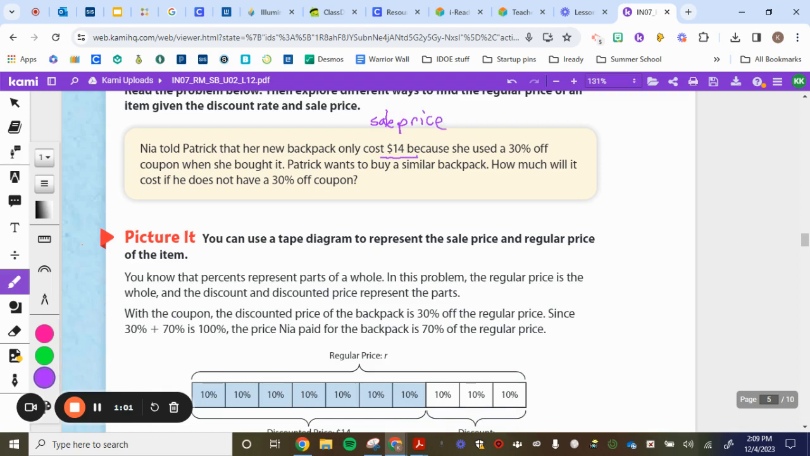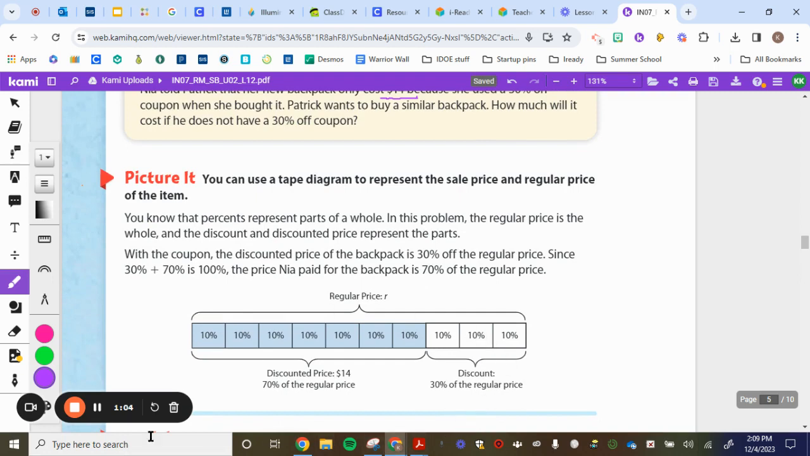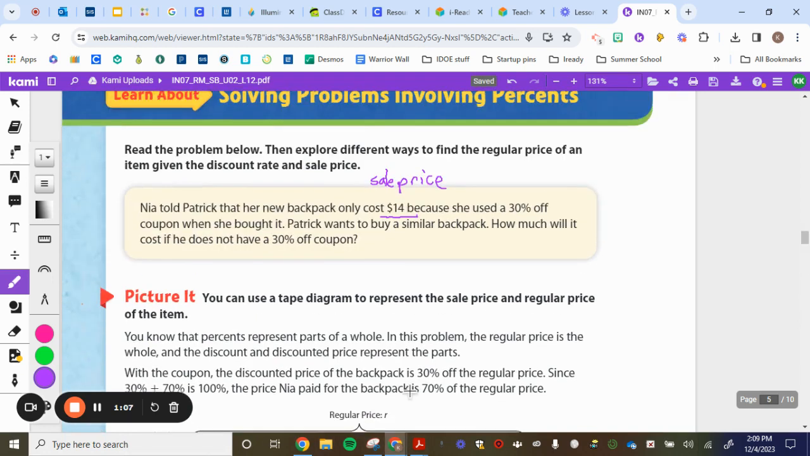They did a tape diagram down here, but I'm going to do a more simple tape diagram right here. So I like to put money on one side and percents on the other. So I know that it's going to be less money. I know that she had a 30% off coupon. So this is the 30% off that she doesn't have to pay. I know that she paid $14, but I don't know how much the original price is, and I don't know what percent this is. So I know the original price goes with the 100%.